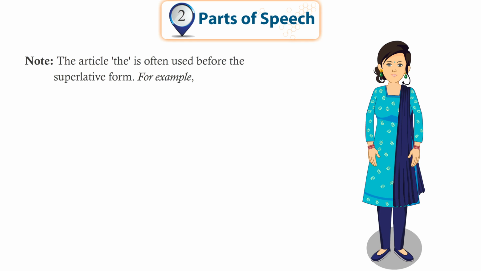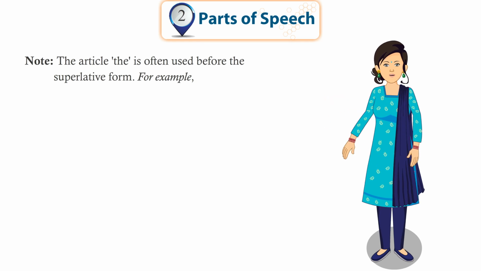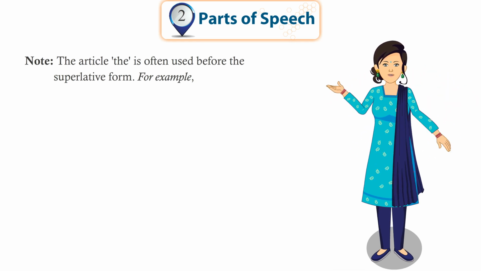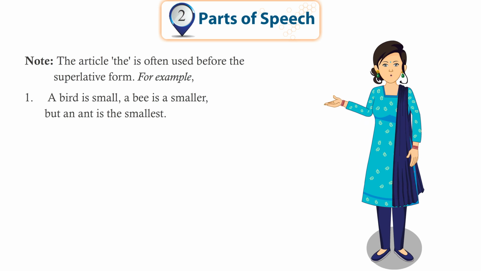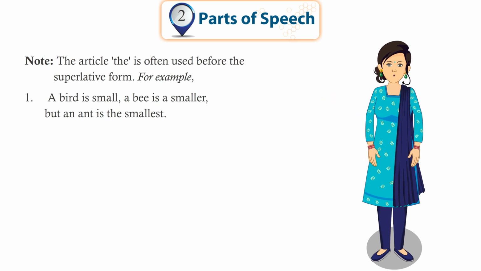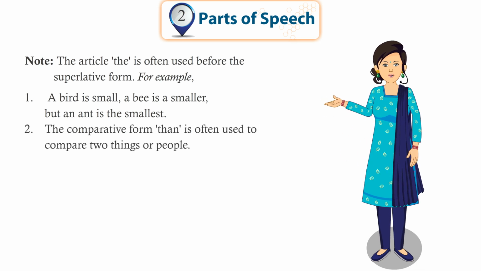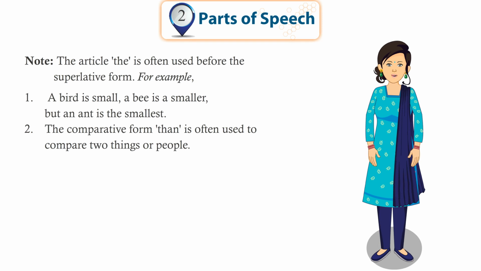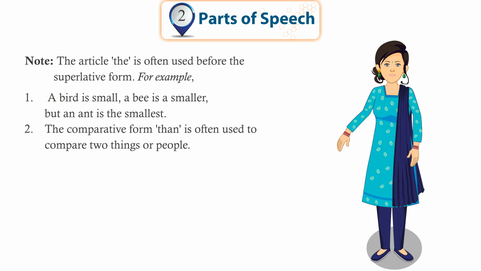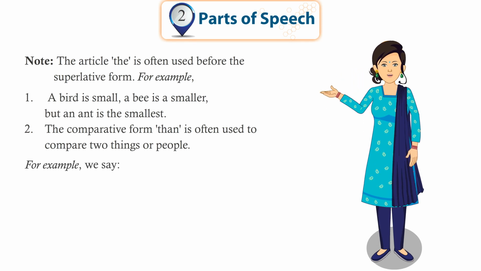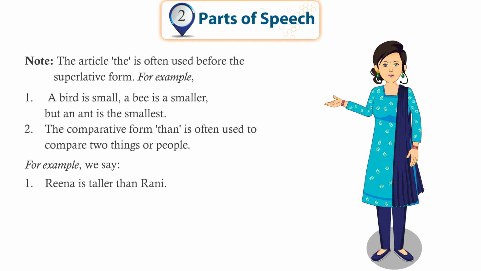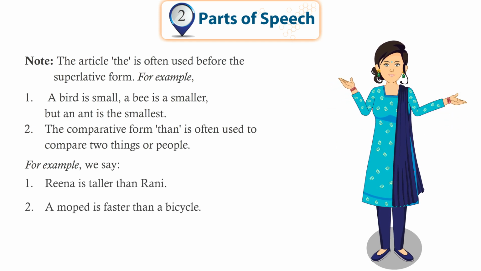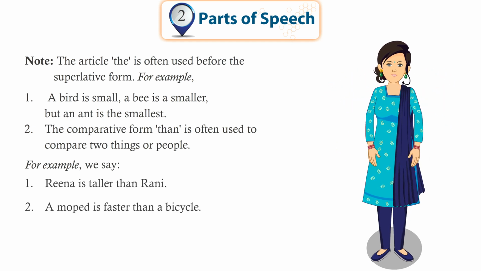Note, the article the is often used before the superlative form. For example, a bird is small, a bee is smaller, but an ant is the smallest. The word than is often used with the comparative form to compare two things or people. For example, we say, Reena is taller than Rani. A moped is faster than a bicycle.